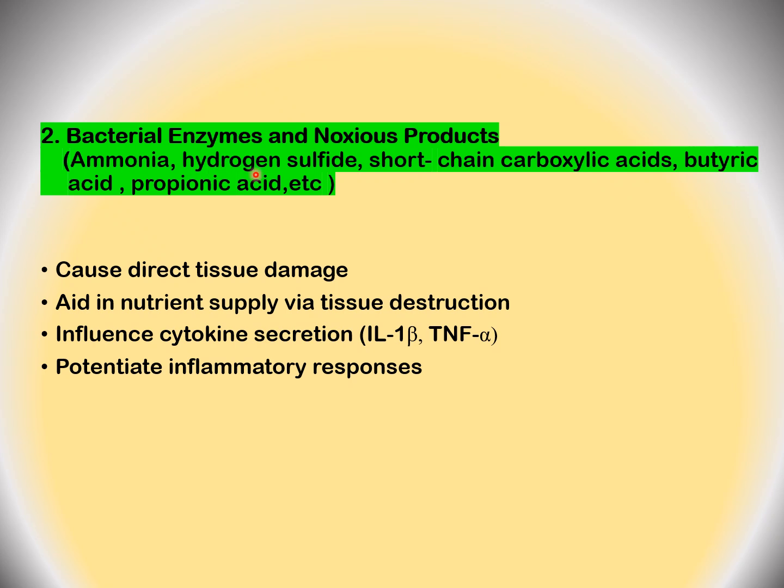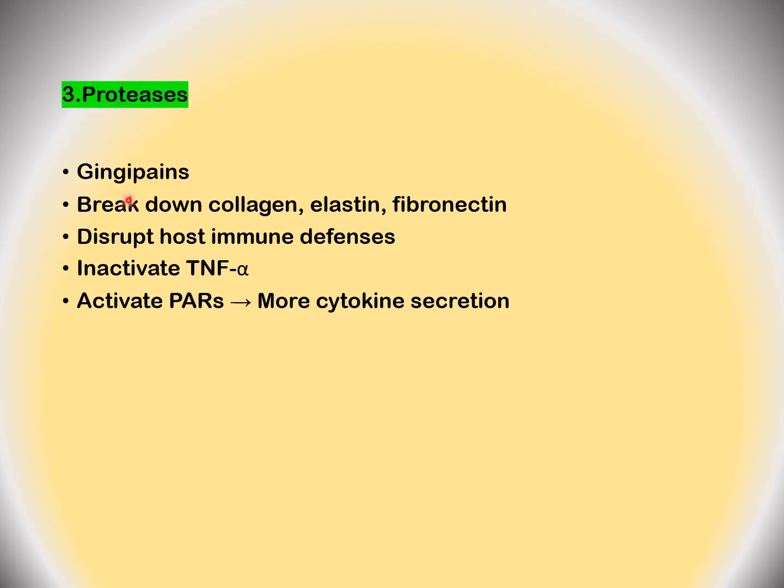Bacterial enzymes and noxious products directly cause tissue damage. Also, they aid in nutrient supply via tissue destruction, influence cytokine secretion, and potentiate inflammatory responses. Talking about proteases, gingipains play a key role in periodontal pathogenesis by degrading host proteins such as collagen, elastin, and fibronectin. They also disrupt host immune defenses by inactivating TNF alpha and activating protease activated receptors, which leads to increased cytokine secretion.